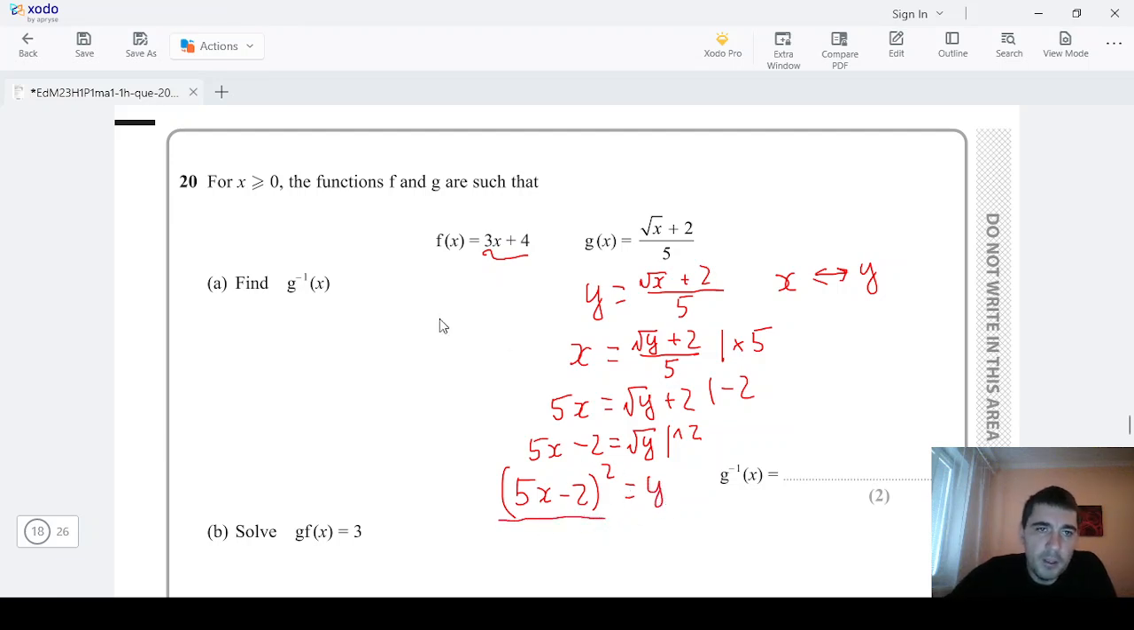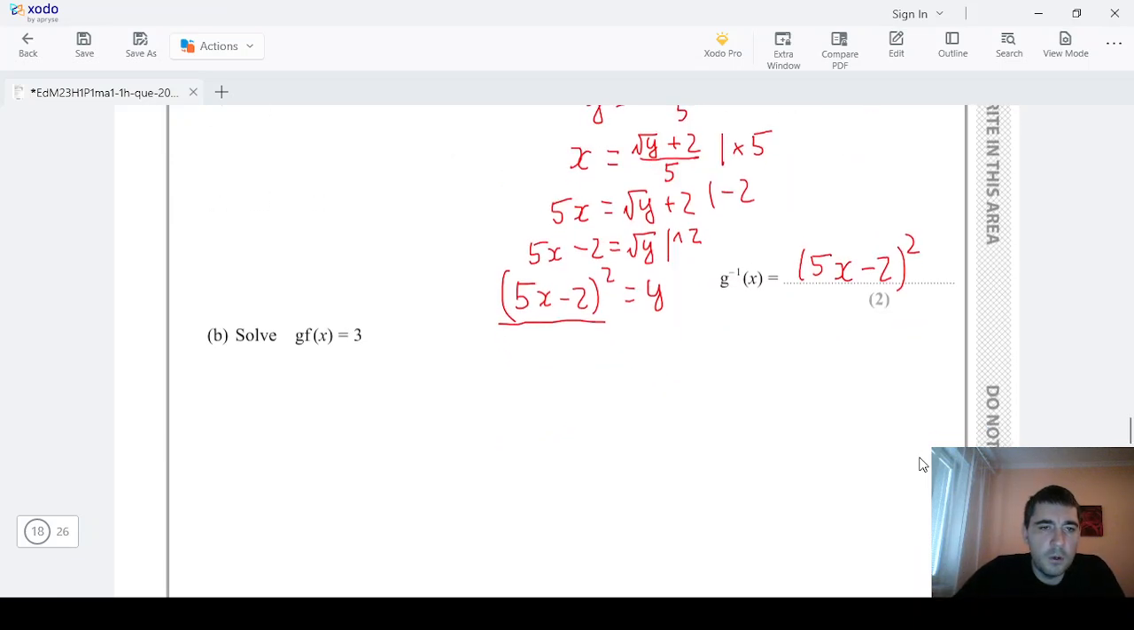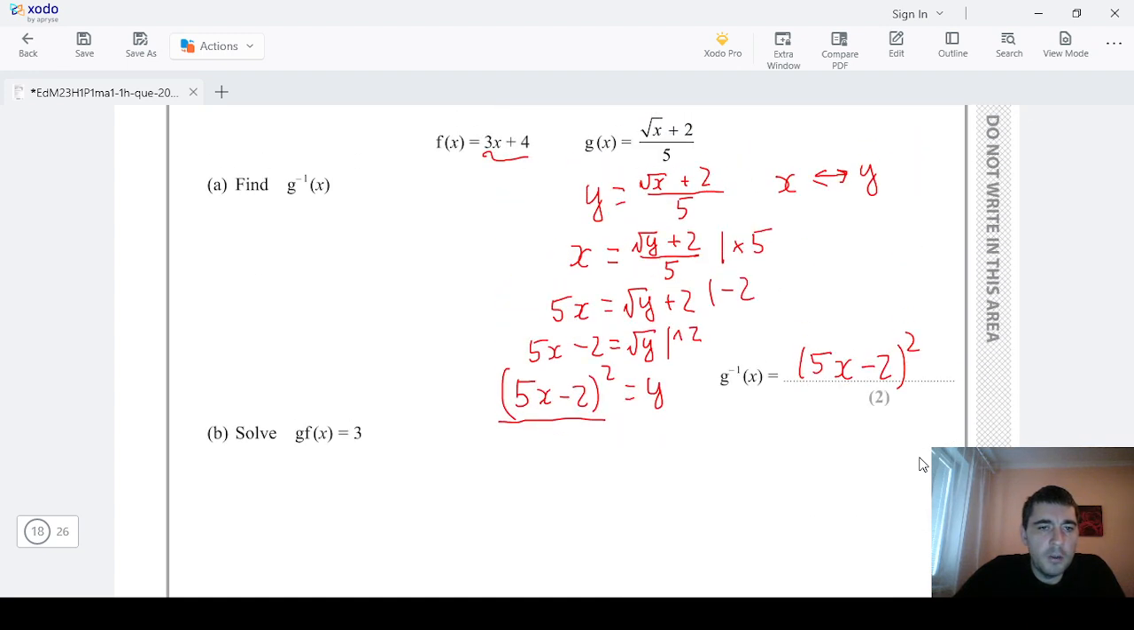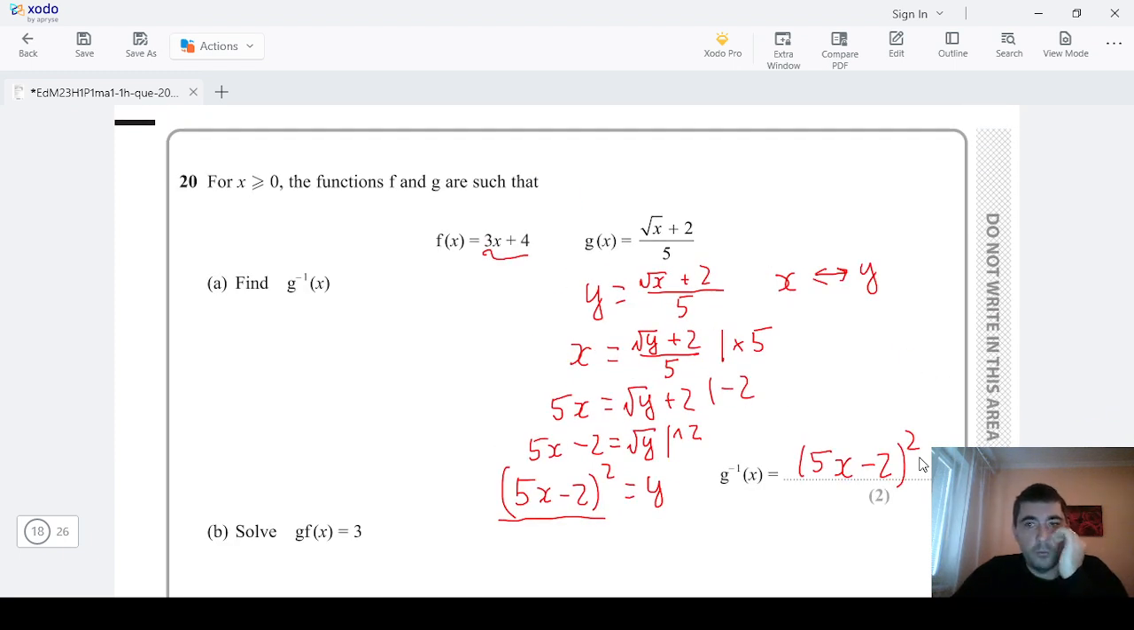So g inverse of x will be equal to 5x minus 2 squared, and that's another 2 marks. Let's check the next one. Okay, so solve g of f of x equals 3. So we need to find the composition of the function. So g of f(x).